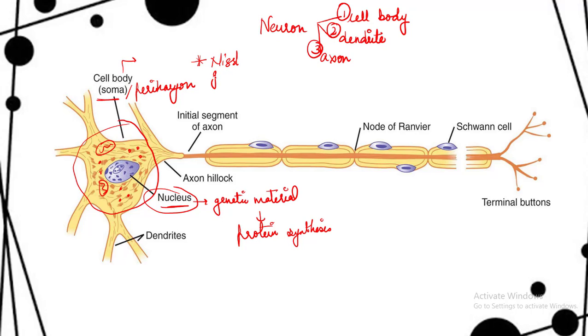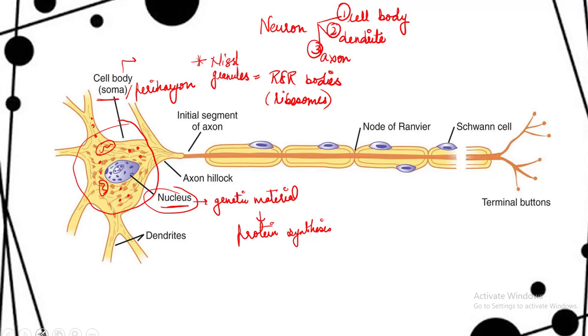So what are Nissl granules? Nissl granules are nothing but rough endoplasmic reticulum bodies. As they are rough endoplasmic reticulum bodies, they will have ribosomes on their surface. These Nissl granules can extend into the dendrites, but they are not present in the axon. So this is very important to remember.